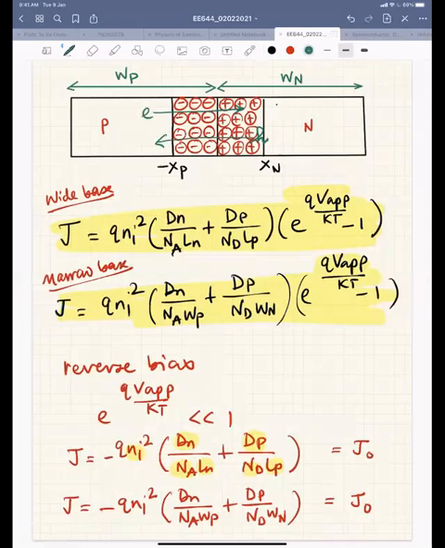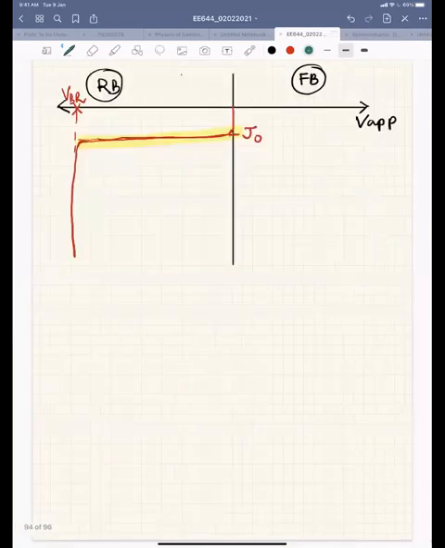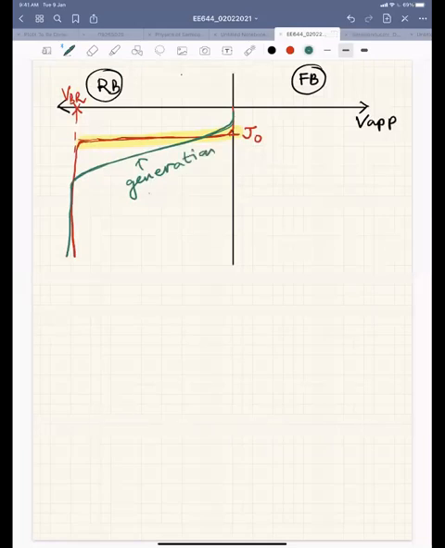Due to generation, we have some extra electron-hole pairs generated. So if you look at the practical diode case, this current is not constant. There is a slow rise, like this, and then it will break down. This slow rise is because of the generation process inside the depletion region.